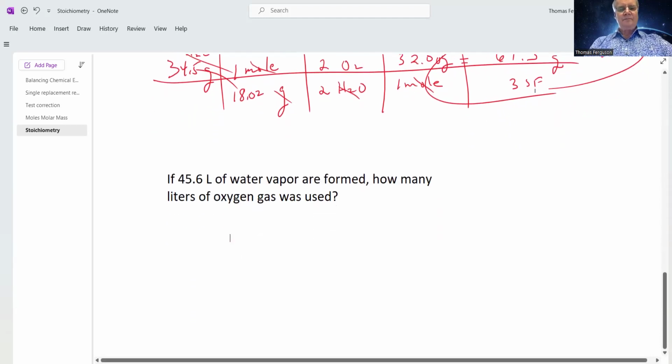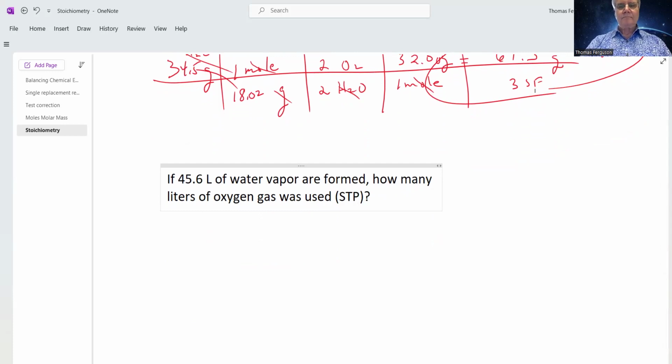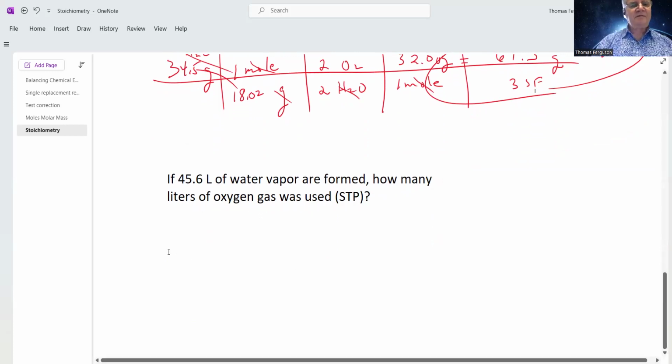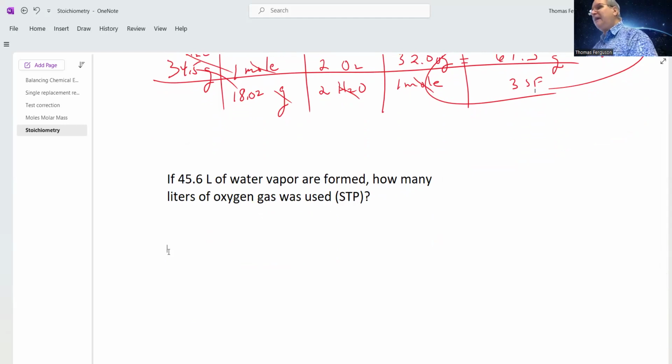Okay, so if 45.6 liters of water vapor are formed, how many liters of oxygen gas was used? Now, as soon as you hear gas, 22.4, assuming it's at standard temperature and pressure. It doesn't have to be, but it makes things easier if it's at STP.